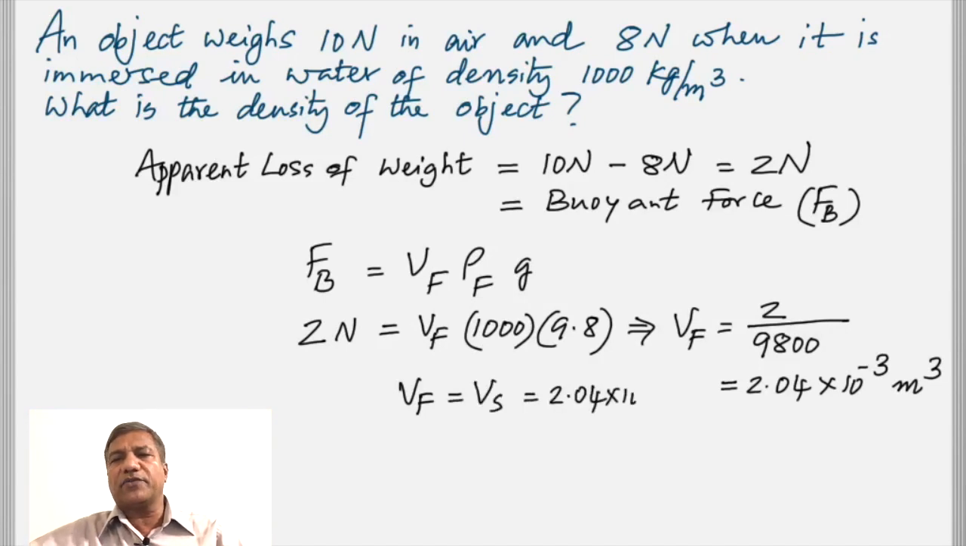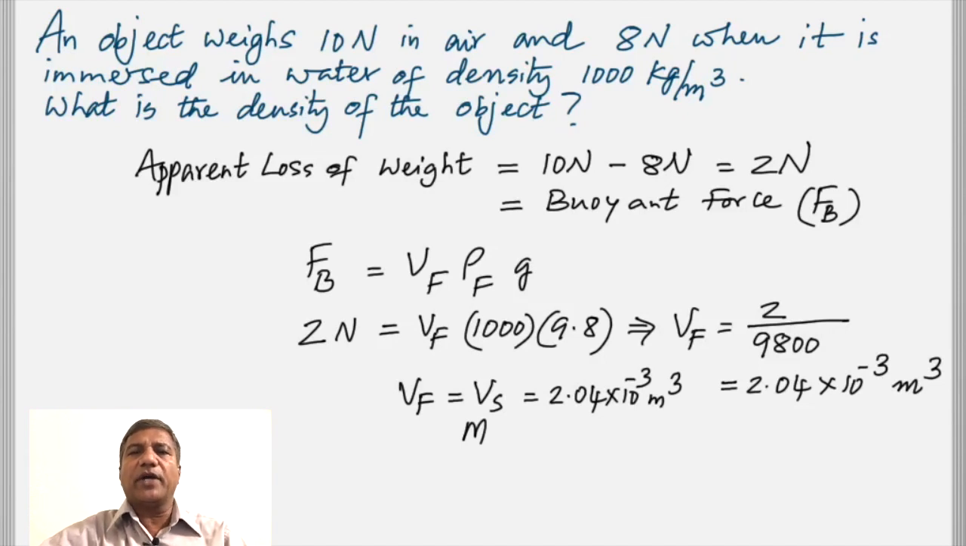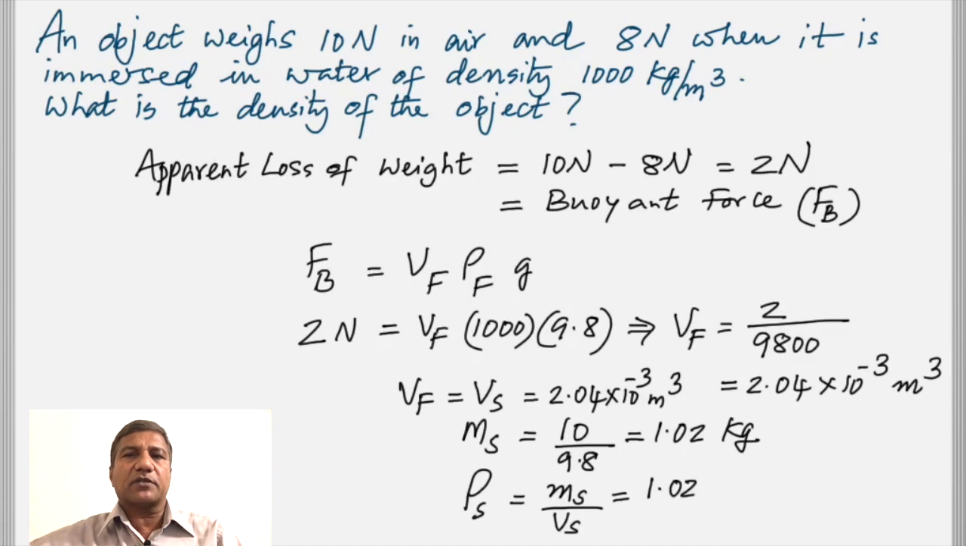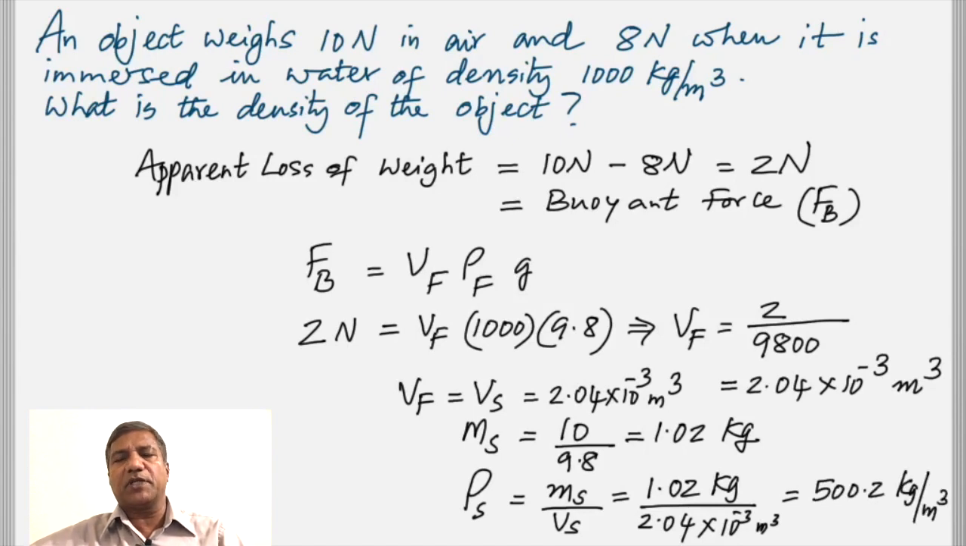So now we know the volume of the solid, and to find the density of the solid, all we need is the mass of the solid. Do we know the mass of the solid? No, we don't. We know the weight of the solid, but we know that the weight is always mass times acceleration due to gravity. So knowing the weight of the solid, we can find its mass, just dividing the 10 newtons by 9.8. Once we know the mass, and we know this volume, just divide them to get the density of the solid. It's 500.2 kilogram per meter cube.